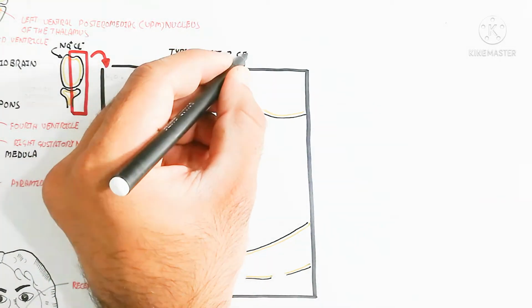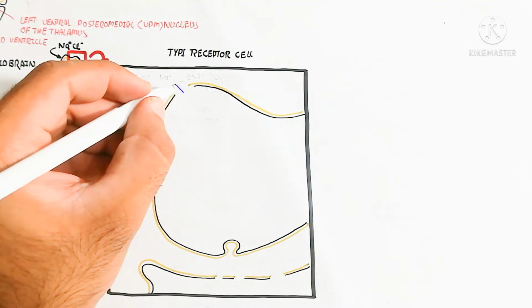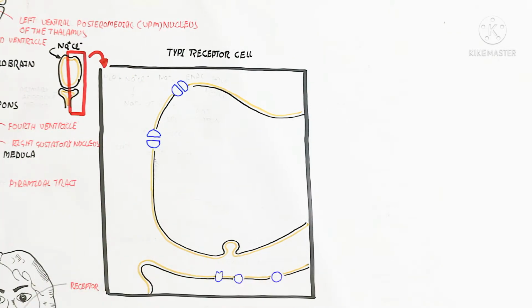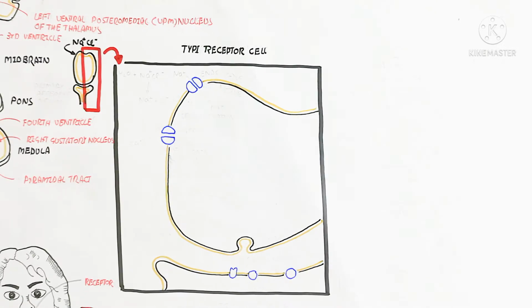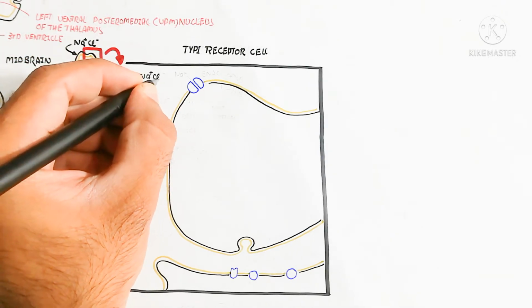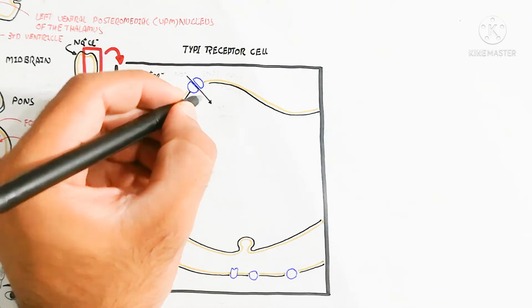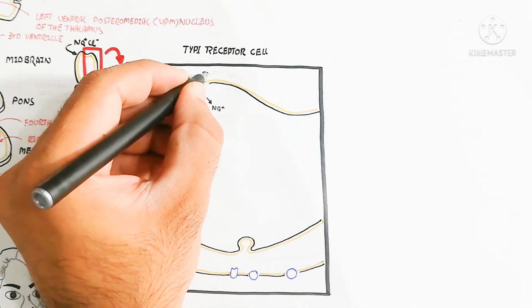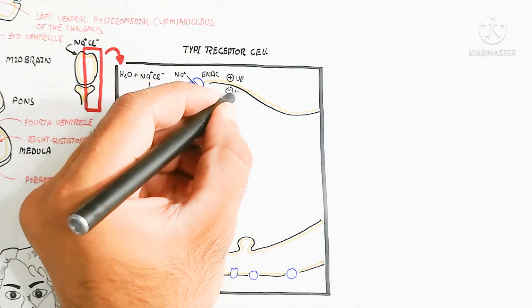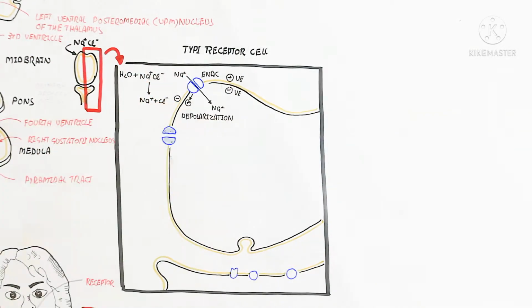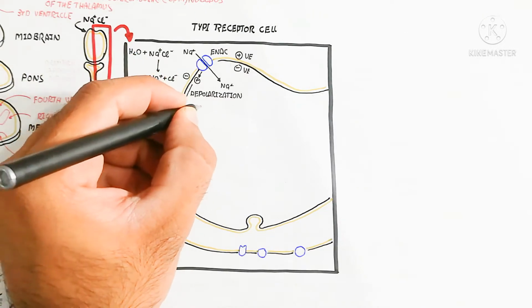ENaC is the sodium channel, which allows sodium to move inside when sodium chloride, which dissociates in the form of sodium and chloride ions, is present. So the sodium will move inside, so depolarization will occur. Depolarization means the inside was negative, but it will become positive, and the outside, which was positive, becomes negative.